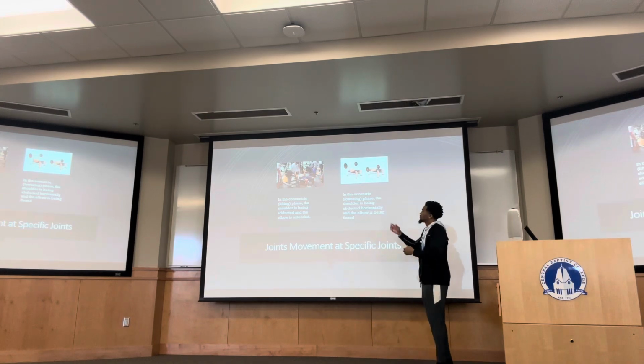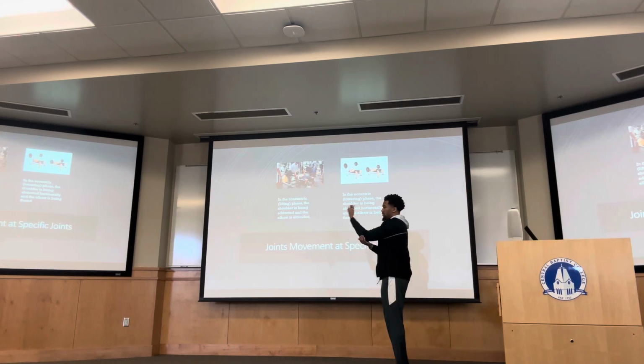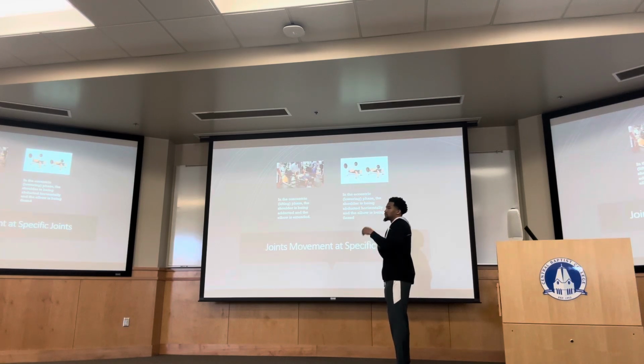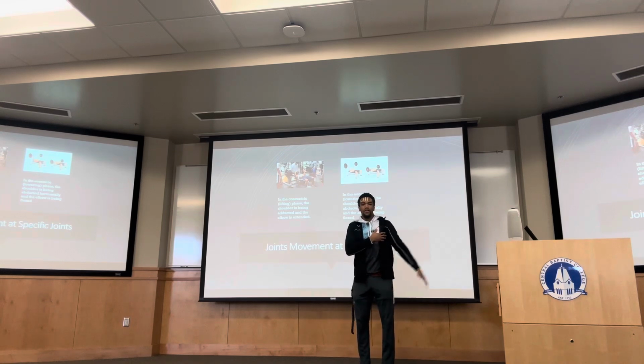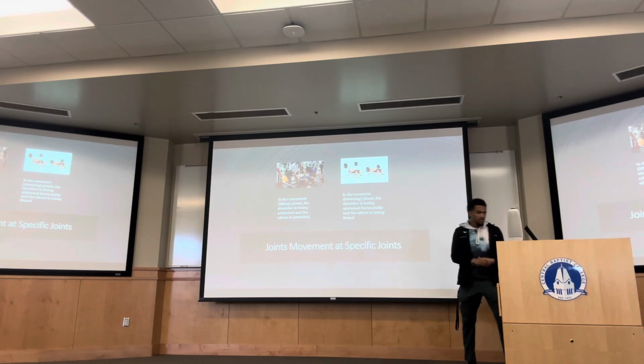So in the eccentric, which is the lowering phase, the shoulder is being abducted horizontally and the elbow is being flexed. So elbow flexion is when the elbow comes up. Abducting is when you're lowering the shoulder back down. So these are joint movements of specific joints.